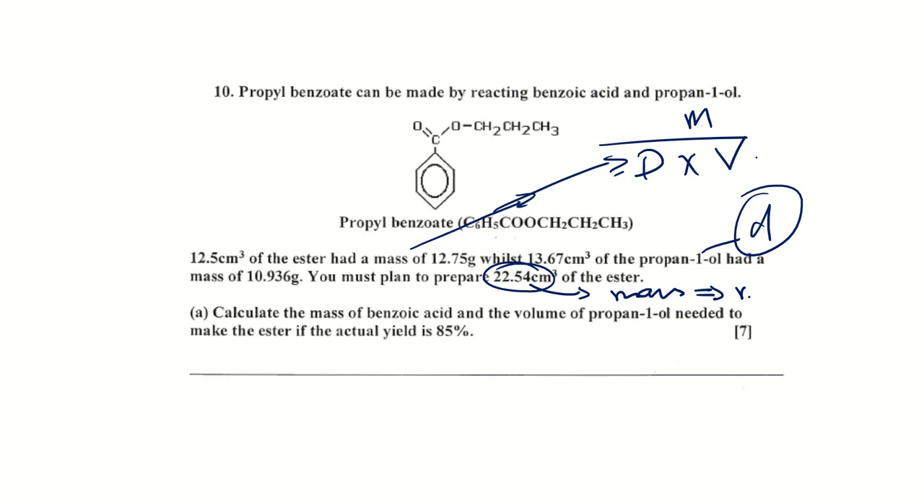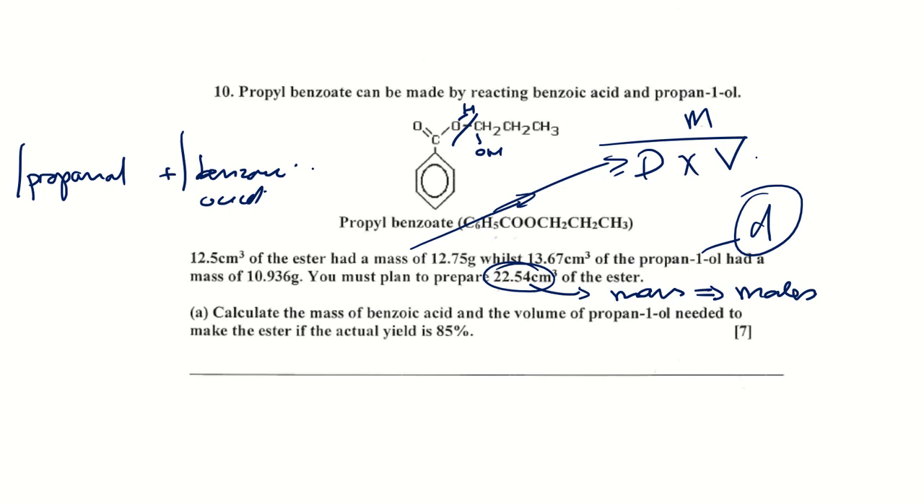And if we can get mass of the ester, we can get moles of the ester that we need to be made. Okay, if we can get moles of the ester and we know the equation, which we should do, it is propanol plus our benzoic acid. So you should be able to work out the structure of the reactants that you start with, and they will react in a 1-to-1 ratio, and they will give us 1 mole of that.